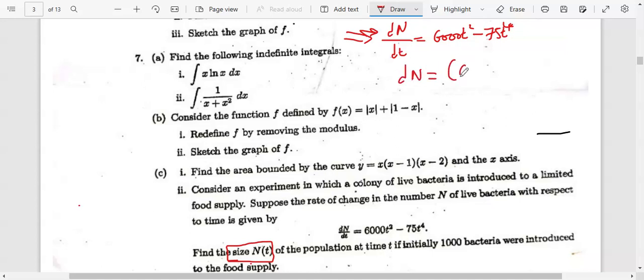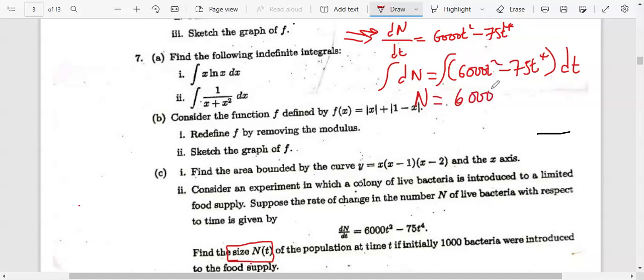So what I'm going to do here is find dn, cross multiplying both sides by dt, so that will be 6,000 t squared minus 75 t to the power 4, dt. Since I want to remain with n, which is the size of the population, I'm going to integrate both sides. The integral of dx is x, the integral of dy is y, the integral of dt is t, the integral of dn is n. So it's going to be n.